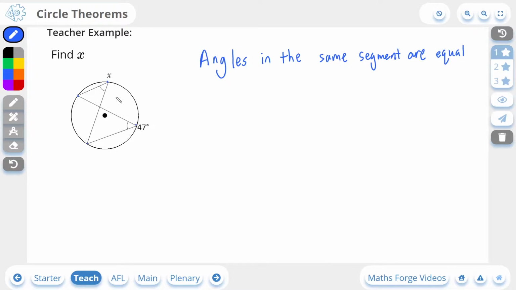So now that we know that angles in the same segment are equal, we can say that x is equal to 47 degrees. Now, these 2 angles are equal to each other, but they are not necessarily equal to these 2 angles here. However, these 2 angles here are also equal to each other. And that's what we mean by angles in the same segment are equal. These 2 angles here are in the same segment. And if we check our answer, there it is.